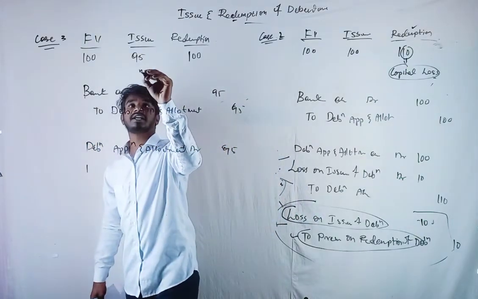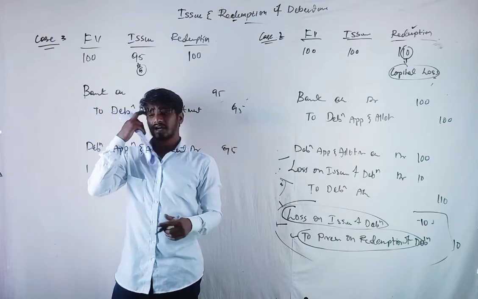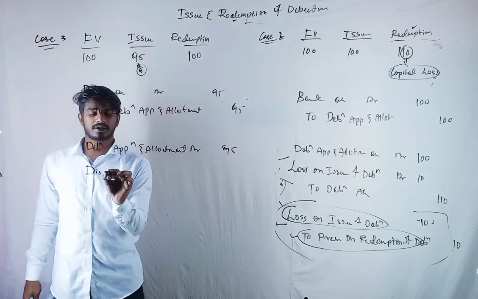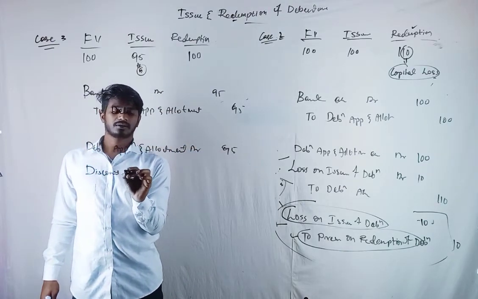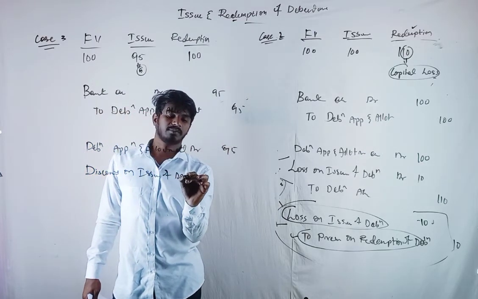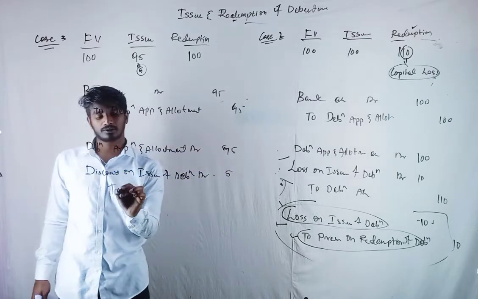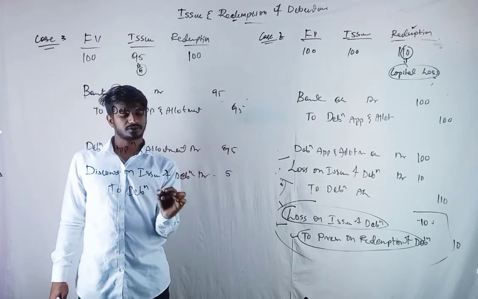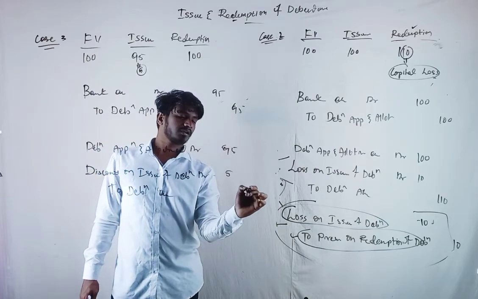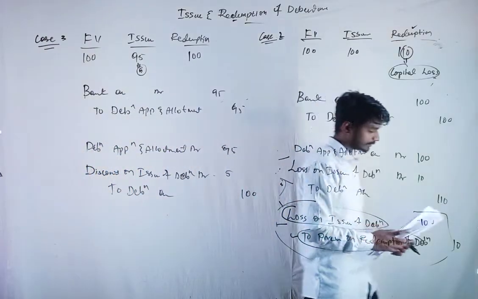And we have capital loss of rupees 5. Discount on issue of debenture debit 5 rupees, right? It goes to debenture account 100. Is that right? Take down the third.